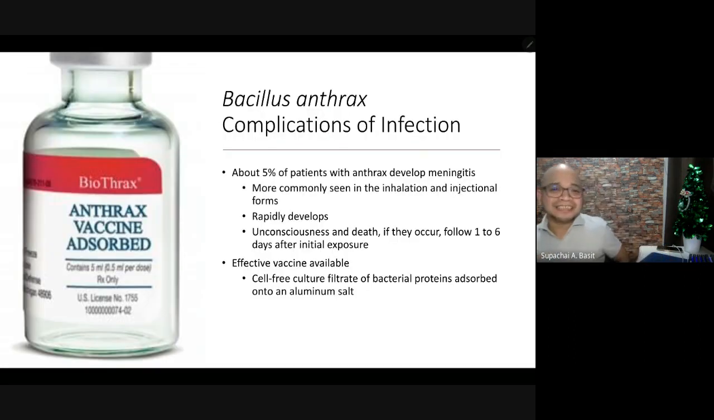So is there a vaccine available? Yes, there is a vaccine. About 5% of patients with anthrax develop meningitis, more commonly seen in the inhalation and injectional forms. Meningitis is not common in intestinal and cutaneous anthrax. It rapidly develops, so the patient will be unconscious and death will follow afterward, 1 to 6 days after the initial exposure. So napakabilis, no? So an effective vaccine is available.